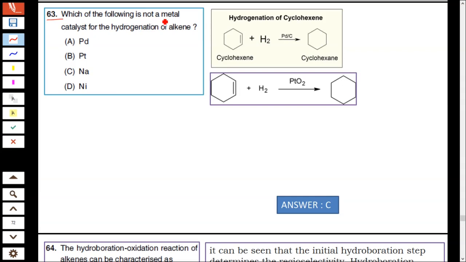Question number 63. Which of the following is not a metal catalyst for the hydrogenation of alkene? In hydrogenation of alkene, let us take the example of cyclohexene. On hydrogenation, we use palladium as a catalyst, platinum as a catalyst, and nickel as a catalyst. Sodium is not used as a catalyst in hydrogenation of alkene. Hence, they are asking which is not a metal catalyst used in hydrogenation, and it is sodium. Hence, option C is correct.